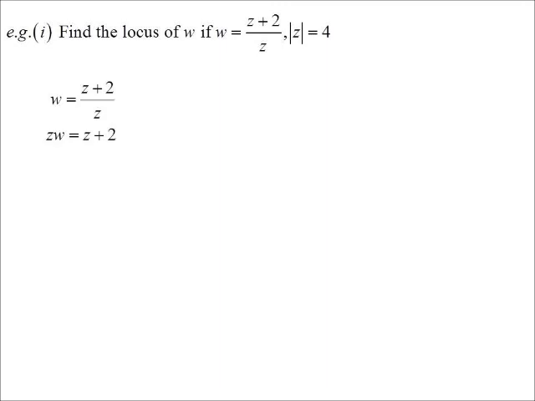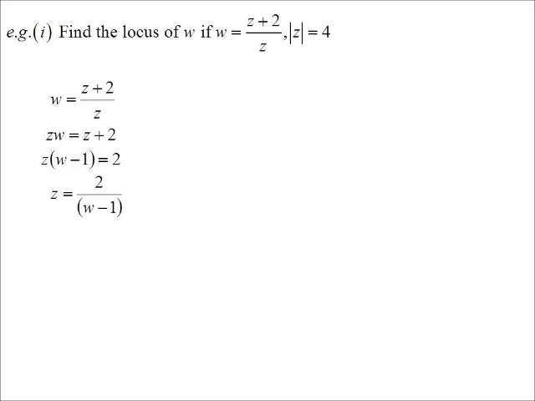So I've got w equals z plus 2 on z. I want to make z the subject. So zw is z plus 2. So that factorises to be z(w minus 1) is equal to 2. Rearranging that, there's our answer. z is equal to 2 on w minus 1.